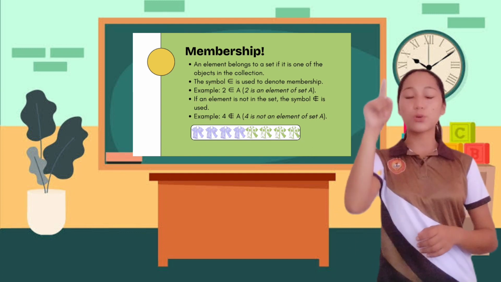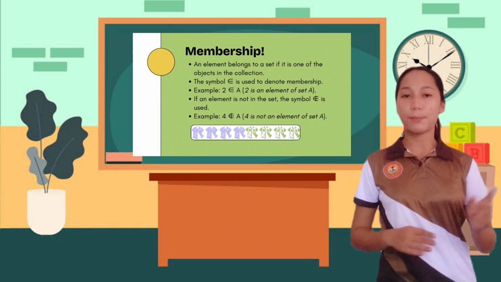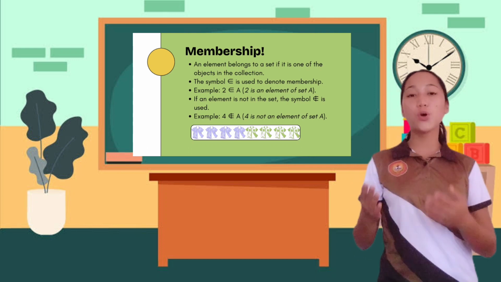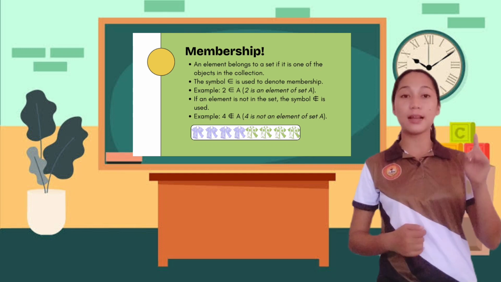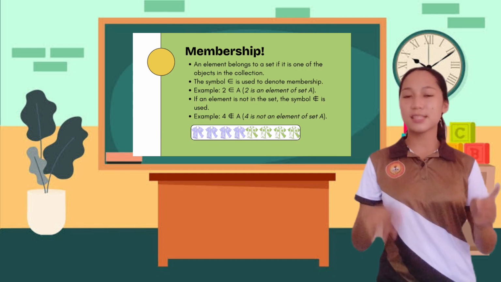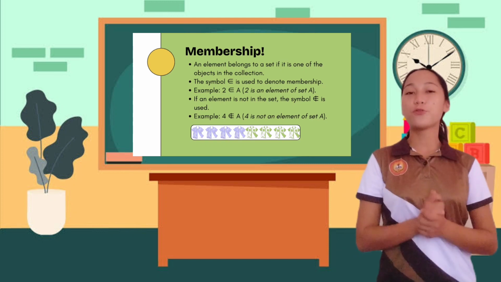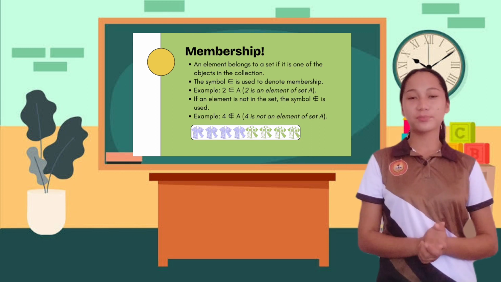The Greek symbol epsilon is used to indicate membership. Refer to the following example, which is read as 2 is an element of set A. Otherwise, if an element is not in the set, the symbol, not an epsilon, is applied. For example, 4 is not in set A.